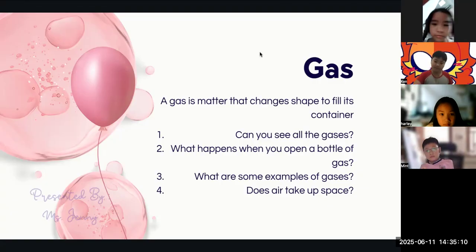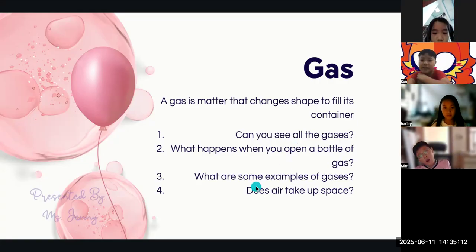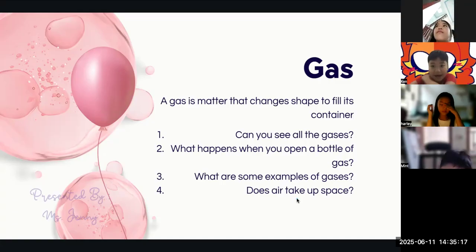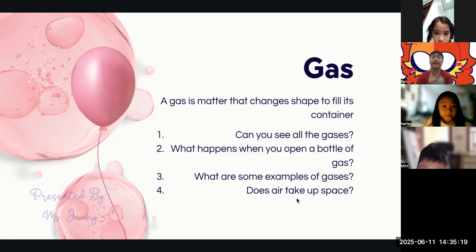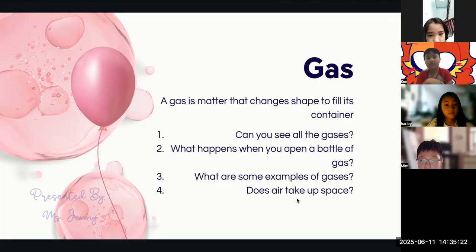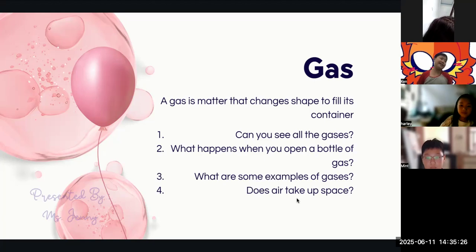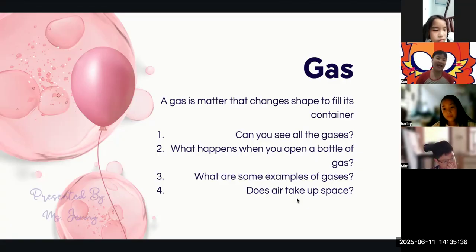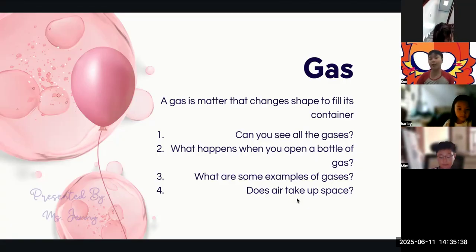Okay, so next. Does air take up space? Yes. Yes, correct. You might think that air doesn't take any space, but actually it takes all the spaces left that aren't taken by the solid or liquid. It covers the cracks. It is everywhere.